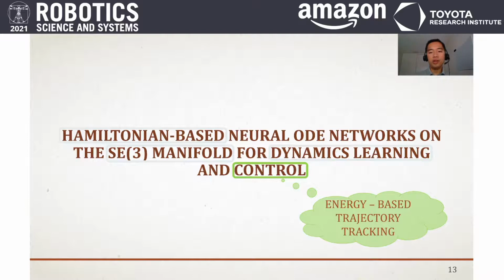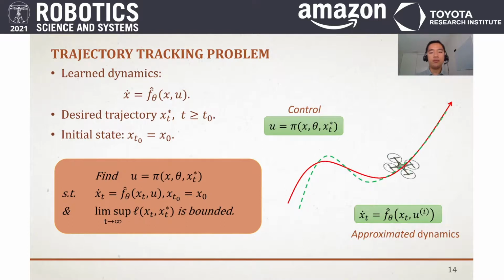Now given a learned dynamics f hat, we design a controller for the trajectory tracking problem. So basically, we want to find a control policy pi so that the robot can track the desired state trajectory x star starting from x naught.